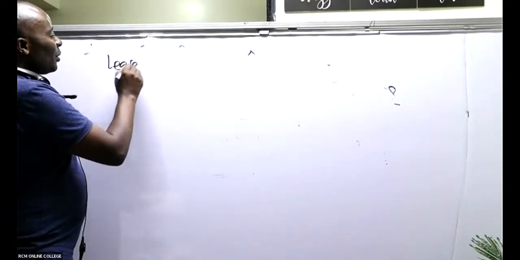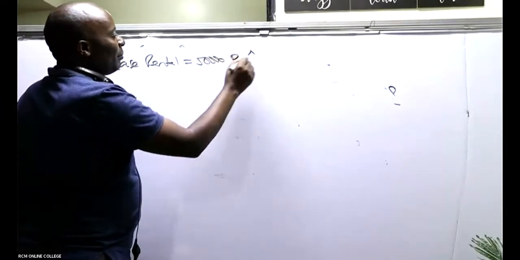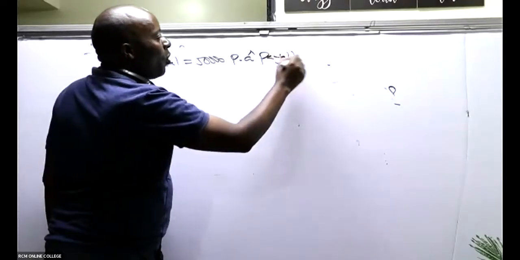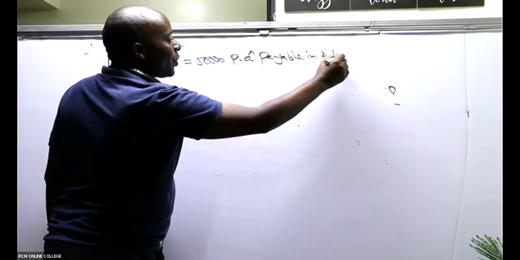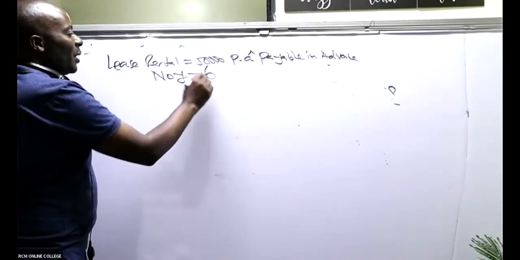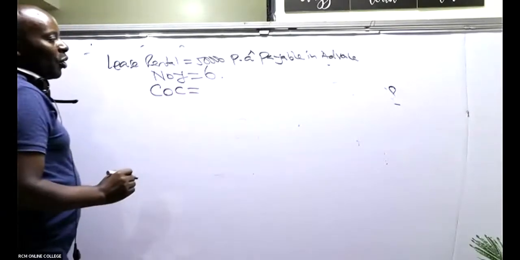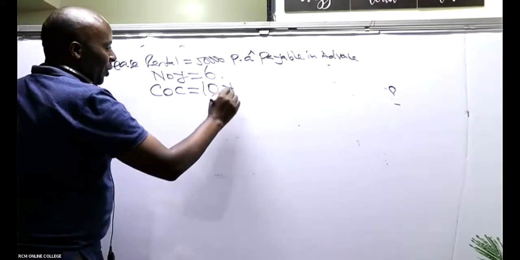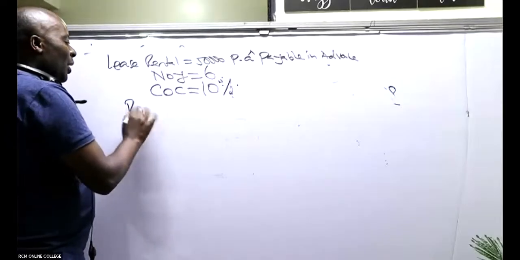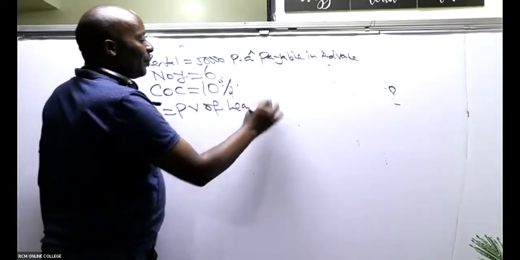That lease rental is 50,000 per annum, payable in advance. Number of years is 6, for example. They'll come and give you the cost of capital, let's use 10%. And then, of course, you'll be required here to give us the present value of lease liability.